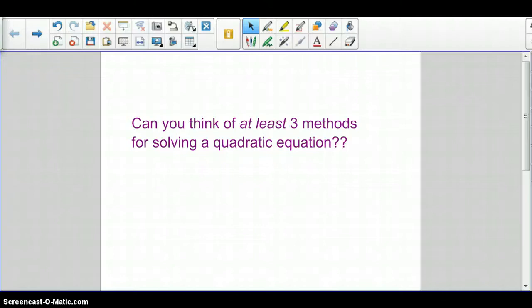Okay, class, welcome back. We are starting section 8.4 today. So we are going to be using solutions of quadratics.